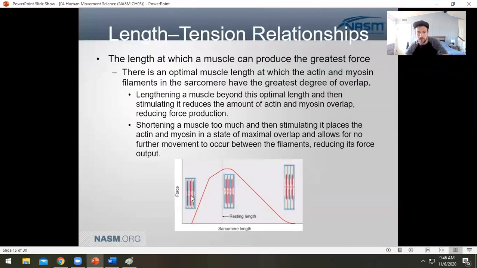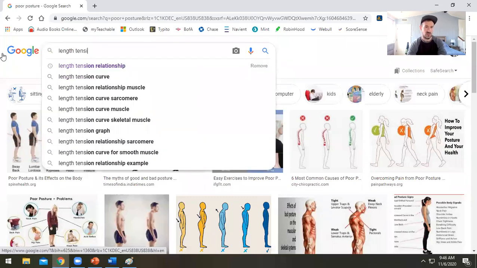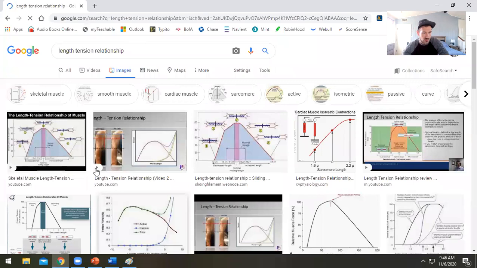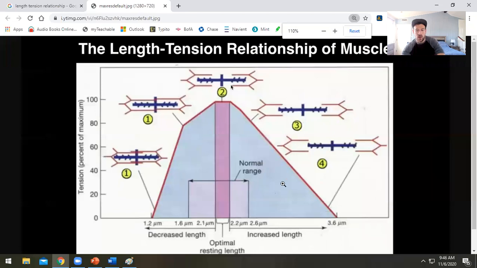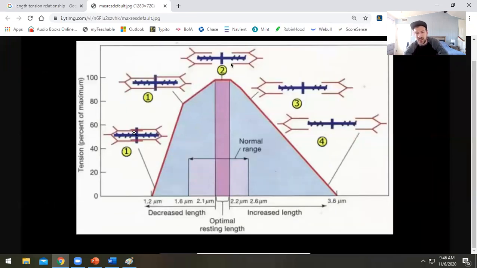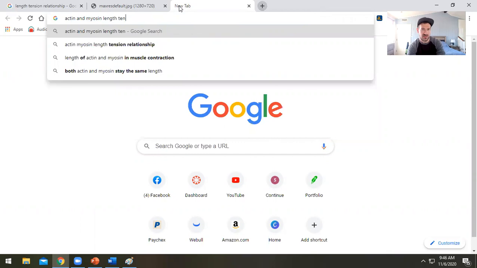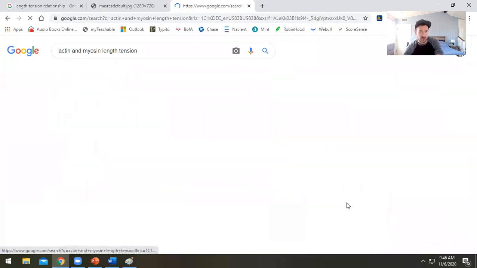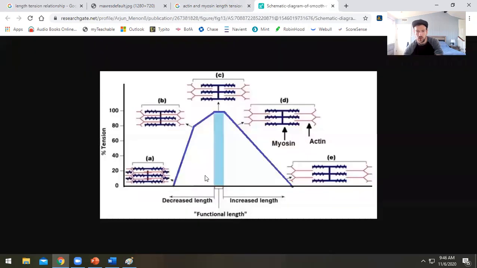See right here, this is an overly shortened muscle. I'm going to pull up a better picture. Length tension relationship. Yeah, we'll use this one just because I can zoom in on it. See, this is like a miniature version. This is that actin and myosin. Actin and myosin length tension. That's even better, you can actually see more there. Okay, this is even better.